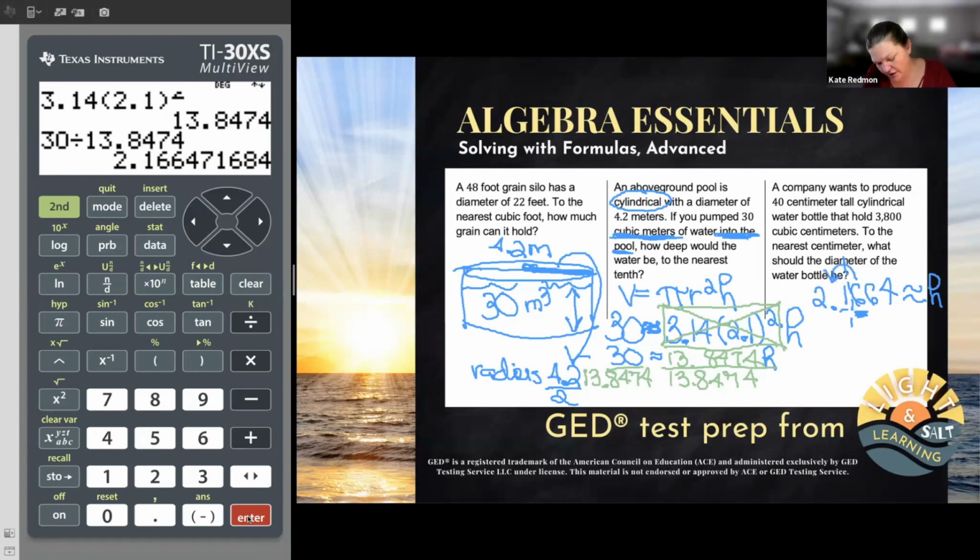And so instead of calling that 2.1, we're going to say we're closer to 2.2 meters high. Ooh. So volume, cylinder, not giving you what you need. I'm giving you diameter instead of radius. Let's look at the next one.